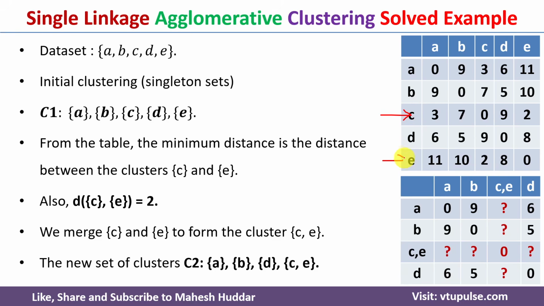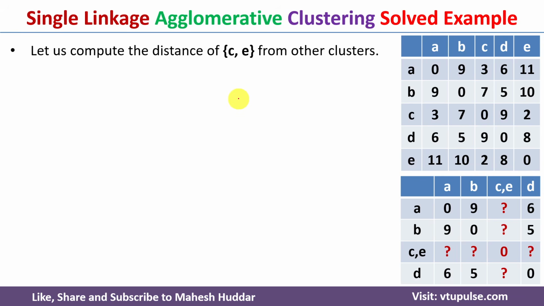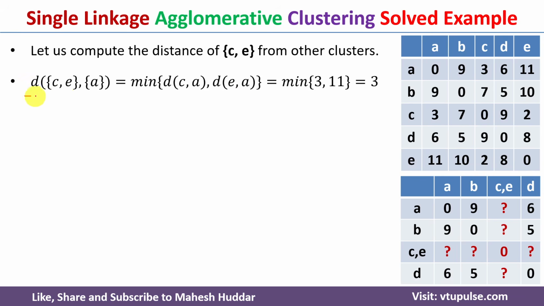We know the distance from E to all other data points, but we don't know the distance from CE to all other data points here. So that's the reason what we need to do is we need to calculate the distance from cluster CE to A, B as well as D in this case. To calculate the distance between cluster CE and A, B, D, we need to use the minimum distance formula. That is, we need to use this one. Distance between cluster CE and A is always equal to the minimum distance between CA and EA here.